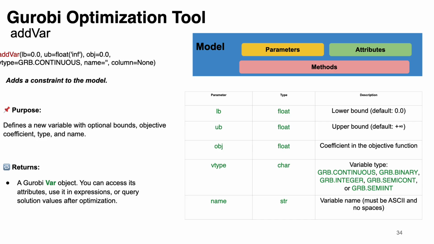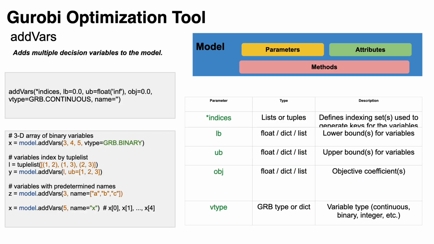When you execute this method, it successfully returns a Gurobi Var object, which you will then use to build the mathematical expressions that define your problem. Adding variables one by one is fine for small test cases, but for large-scale applications in the TwinODIS project, we rely on addVars. This method generates multiple decision variables simultaneously.